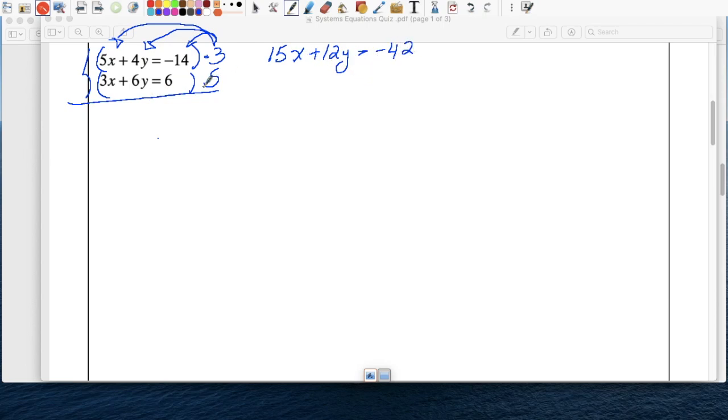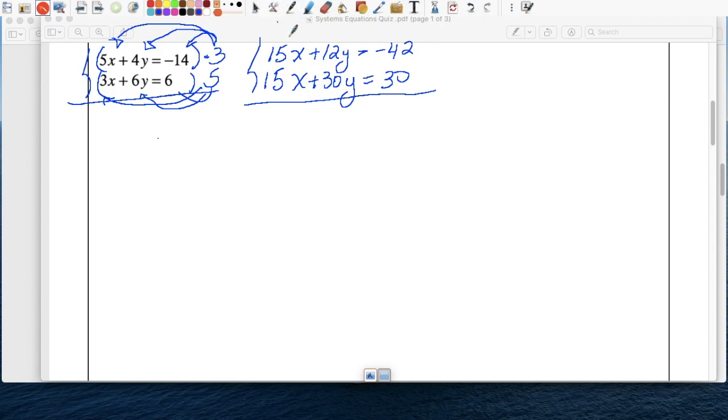Second equation, I'm going to multiply everything by 5. 5 times 3x is 15x. 5 times 6y is 36y. So, sorry. 5 times 6y is 30y. And then 5 times 6 is 30. So I'm going to work with these two new equations.